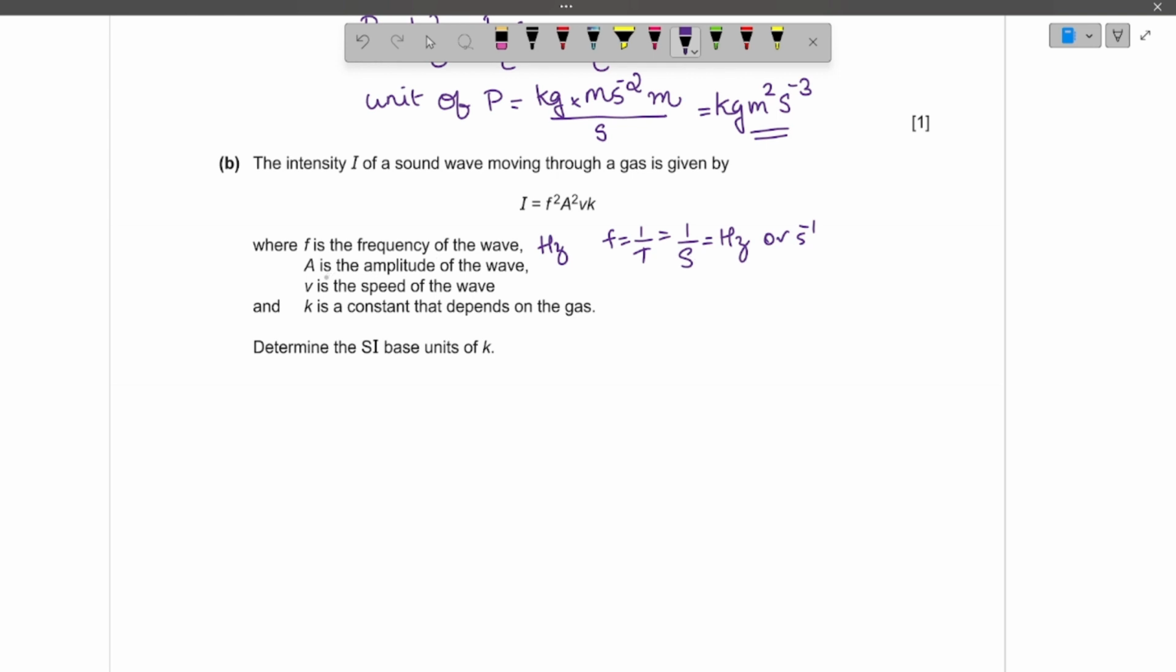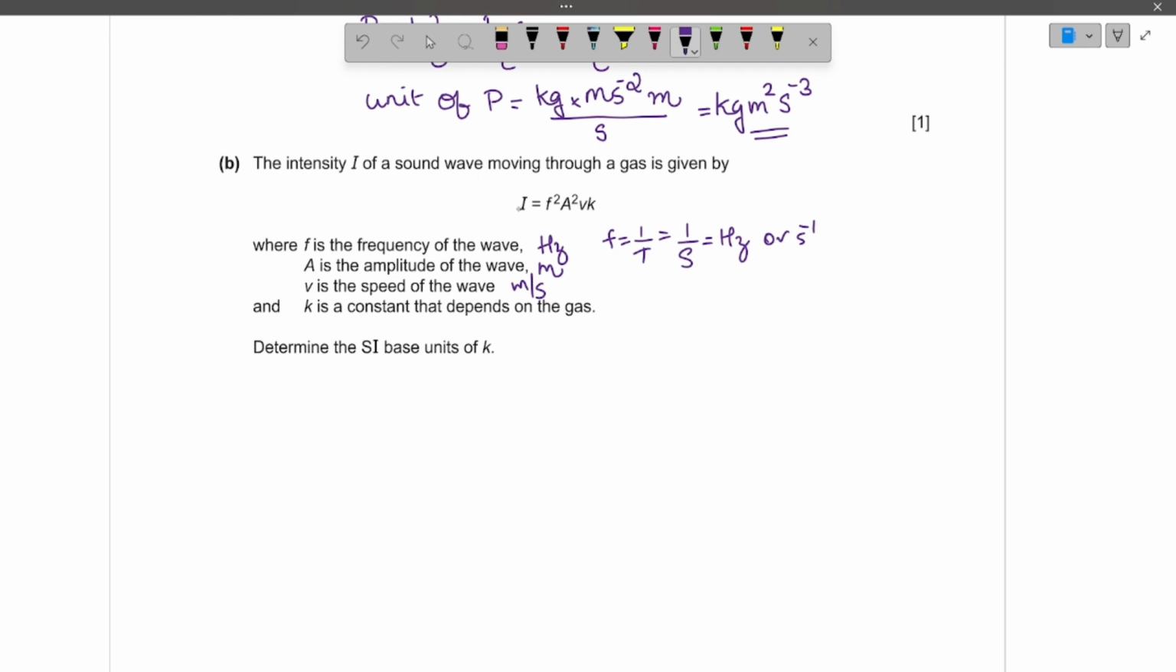The next one is A, which is the amplitude of the wave. Amplitude is the maximum displacement from its equilibrium position. So the unit of amplitude will be the same as the unit of displacement, which is meter. Then v is the speed of the wave. Speed unit is meter per second. Then k is a constant that depends on the gas. So you need to determine the base unit of k, right?